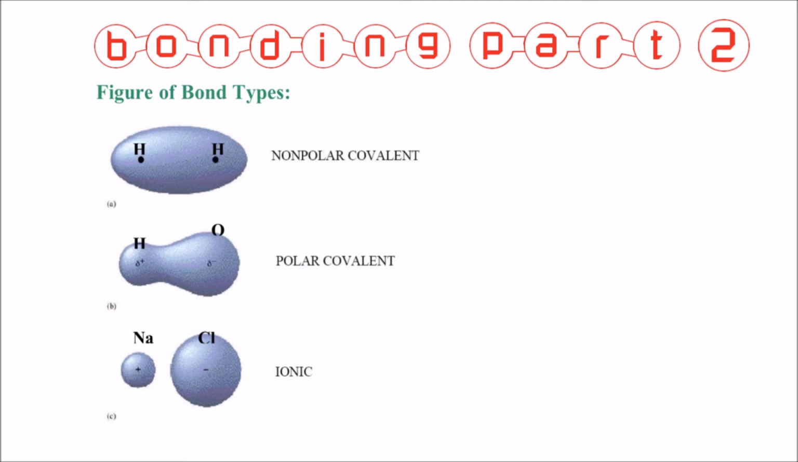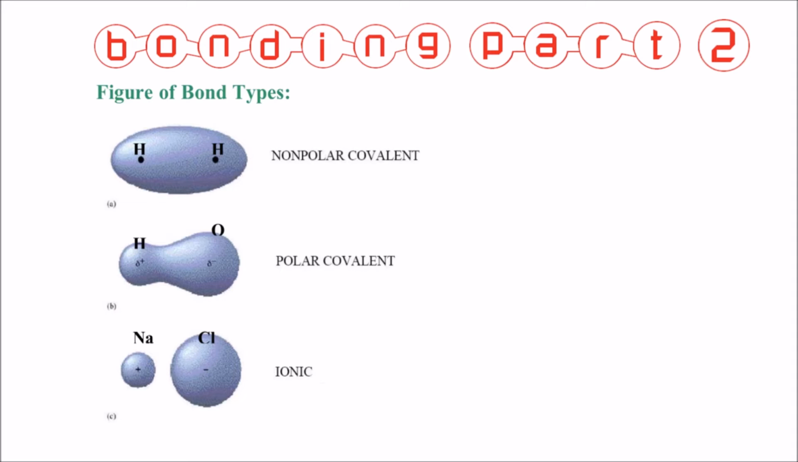In a polar covalent bond, the electrons are shared unequally, but the point is that they are still shared, which is what makes them covalent. So here you'll see that the electron cloud is dispersed unequally. The oxygen gets the electrons most of the time because oxygen is more electronegative than hydrogen is. Remember those periodic trends. So we have our partially negative sign for oxygen and our partially positive sign for hydrogen.